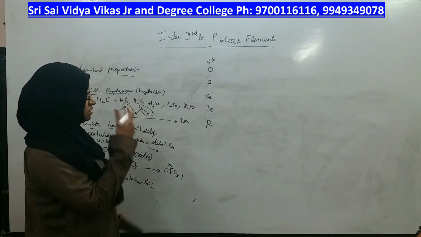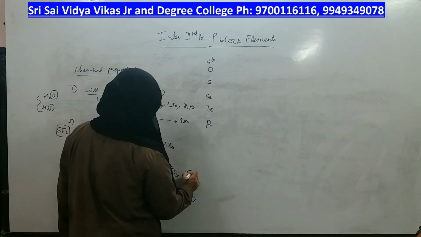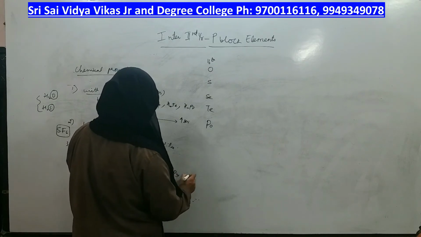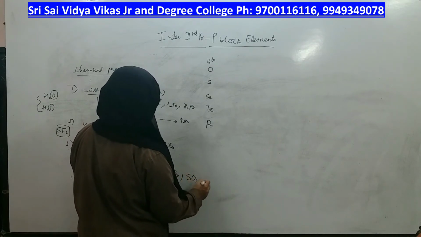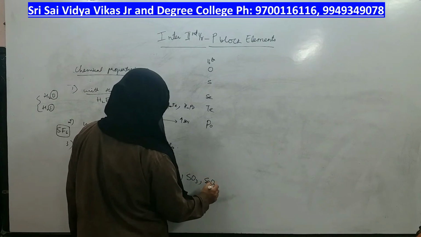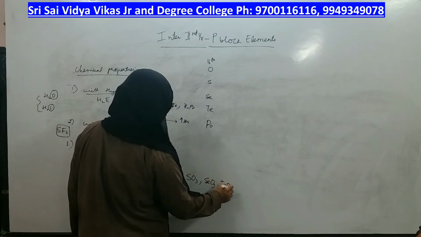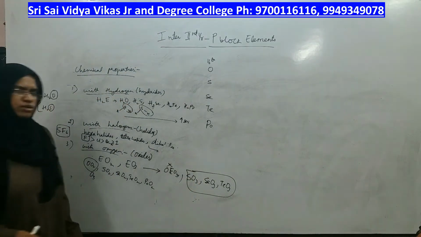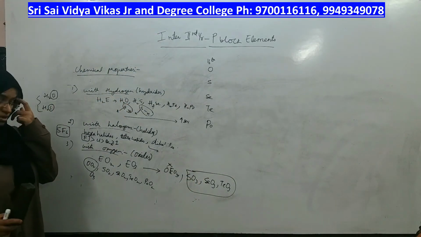Who forms it? The remaining elements can form. Let me write the remaining elements. First is sulfur trioxide. Next is tellurium trioxide. These three only are possible. Even with polonium, trioxide is not possible, right?